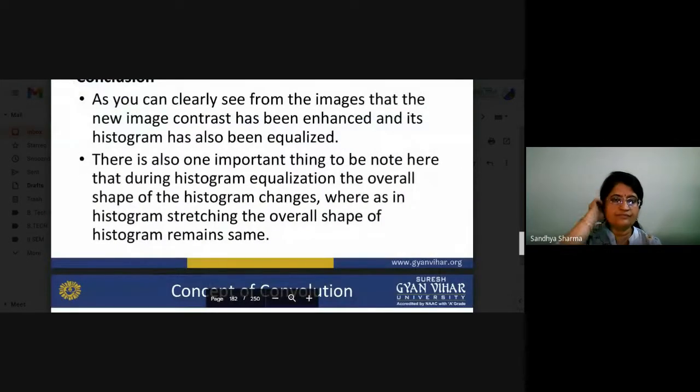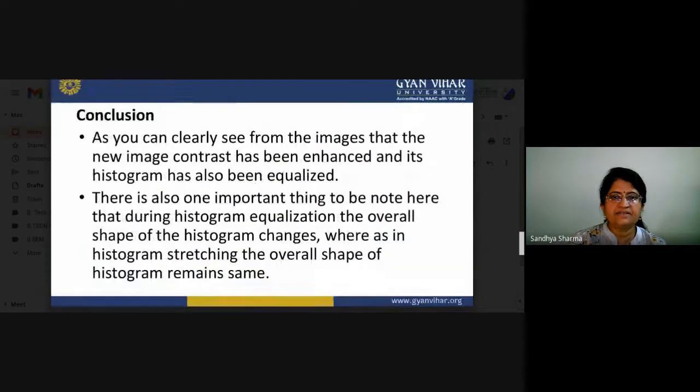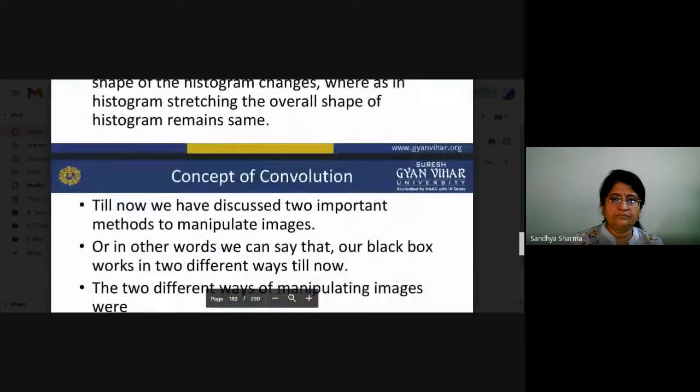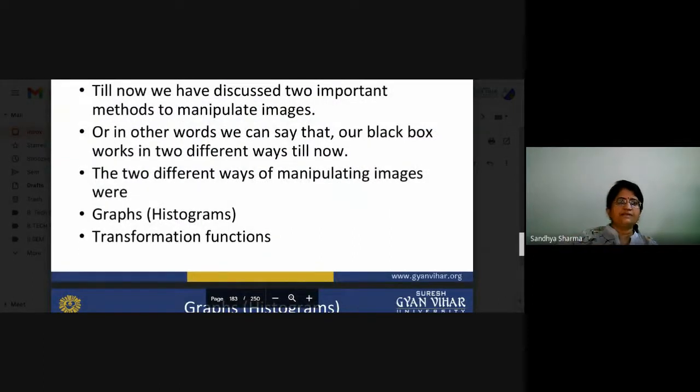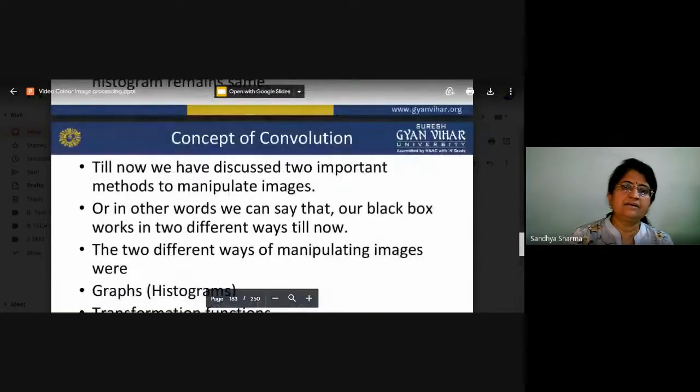So now the conclusion. As you know, in the new image the contrast has been enhanced and its histogram has also been equalized. There is also one important thing to note: during histogram equalization, the overall shape of the histogram changes, whereas in histogram stretching, the overall shape of the histogram remains the same. So those are basically the three types of histogram techniques which we use for increasing or decreasing the brightness and increasing the contrast.